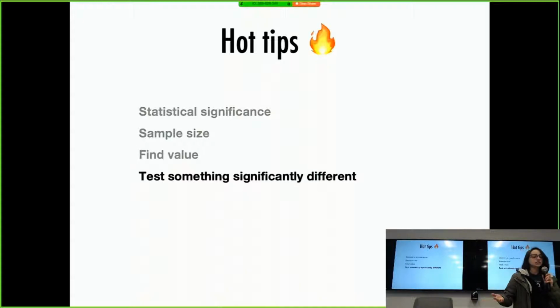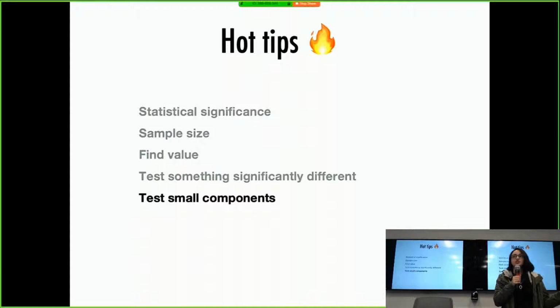Finally, test something significantly different. Users probably aren't going to notice if there's a comma or not a comma in a certain tiny piece of text that's hidden somewhere, right? You usually want to test buttons, images, calls to action, things that users will either interact with or things that are trying to drive users to interact with something.